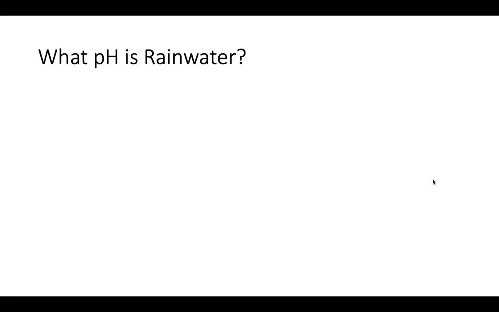Now, I want to start off by getting you to think about what the pH of rainwater would be. You should remember from a previous lesson that pH relates to a scale of acidity, where the lower number means it's more acidic and the higher number means it's more basic or alkaline. So think about what the pH of rainwater might be.